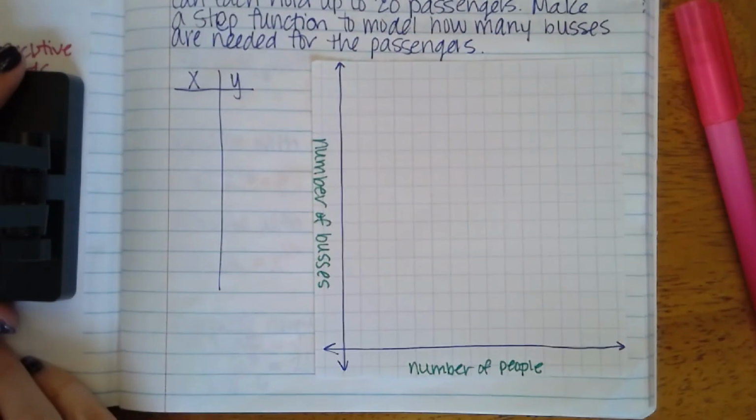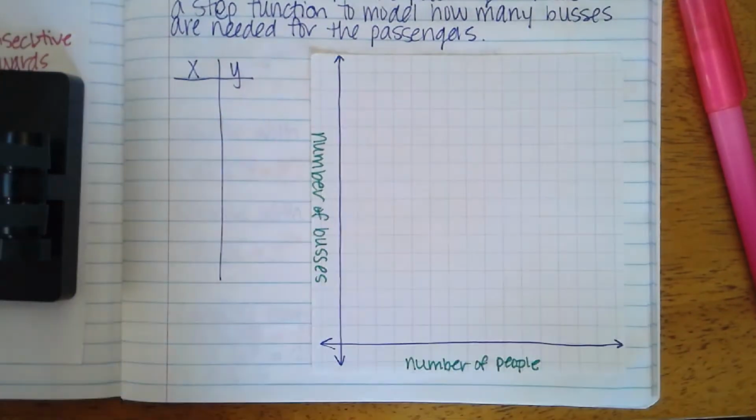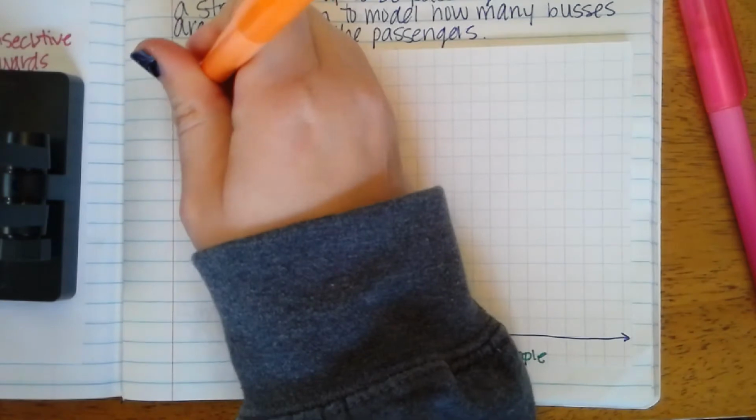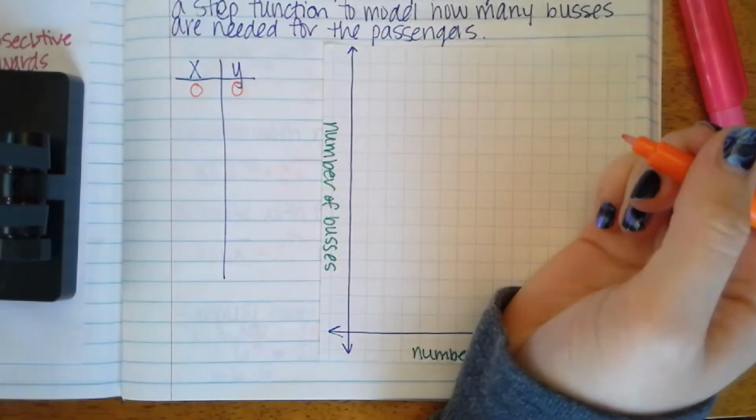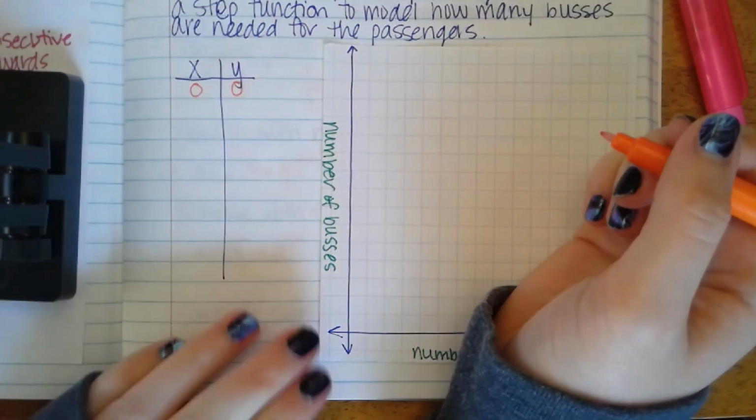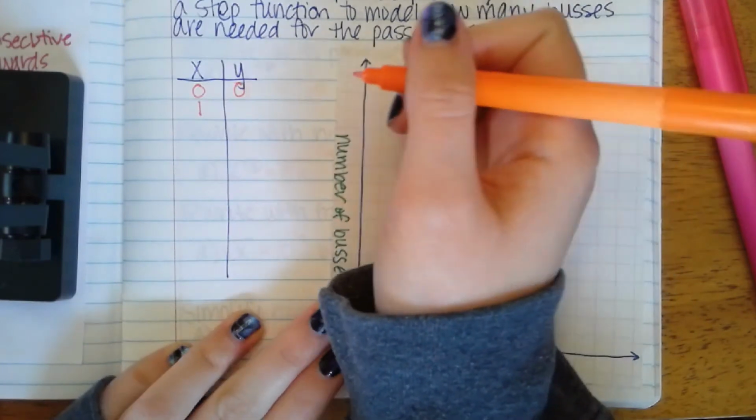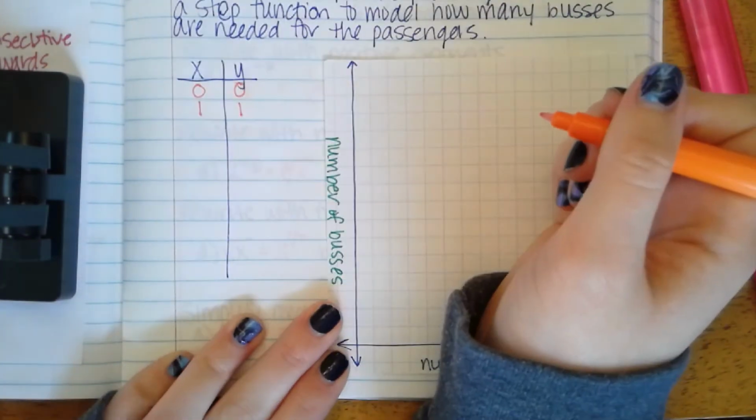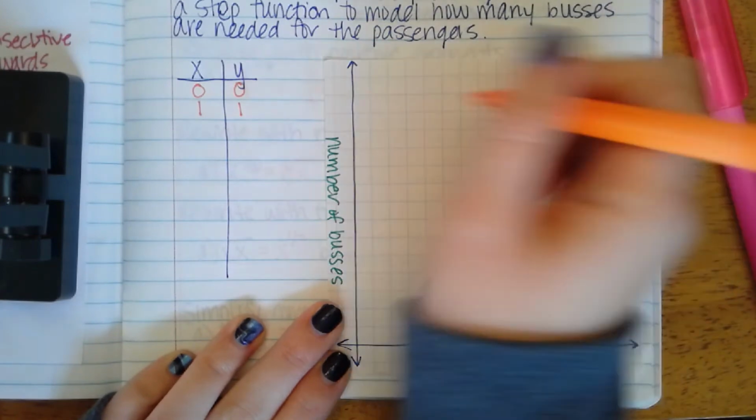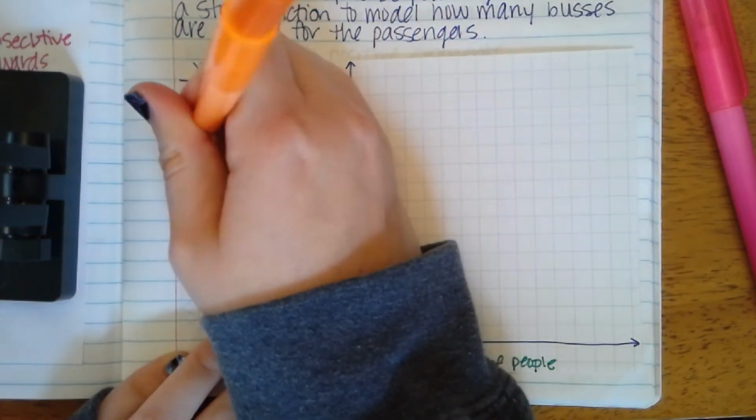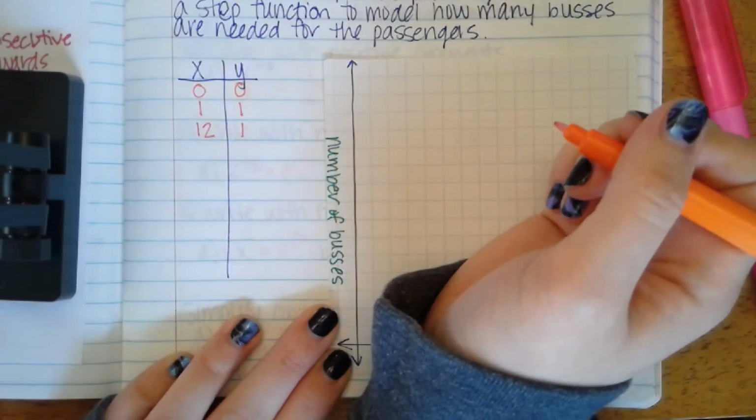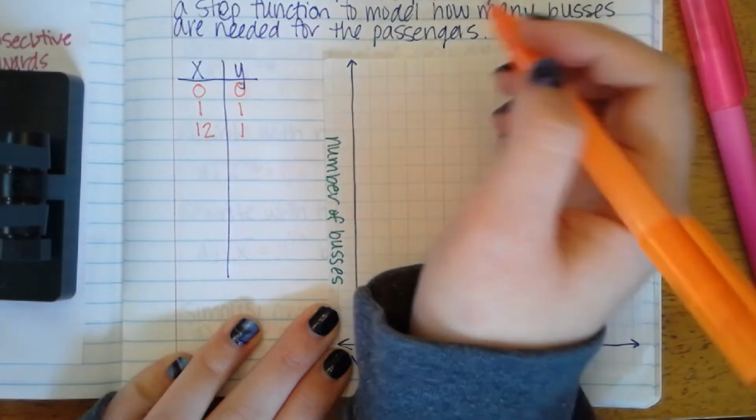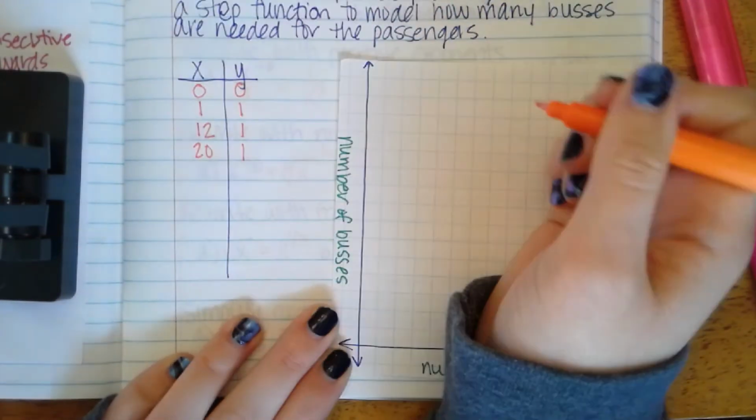Okay, so now we're going to go ahead and make a table, and we're going to talk about some different values and how many buses we would need. We're going to start off with 0. If we have 0 people riding on a bus, we obviously need 0 buses. Then our next entry, if I have 1 person that's going on this tour, we are going to need 1 bus. And then if we pick a number in the middle of 0 and 20, like 12 people, we still need that 1 bus. And then if we go up to 20, we are still going to need 1 bus.